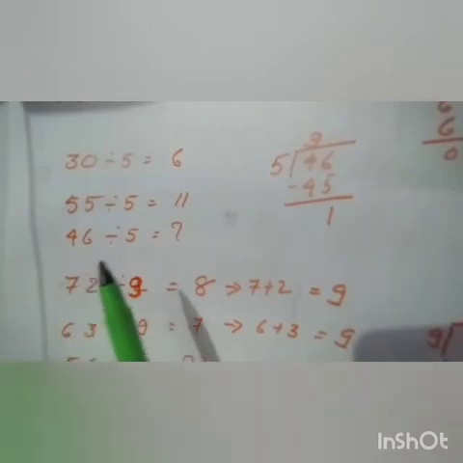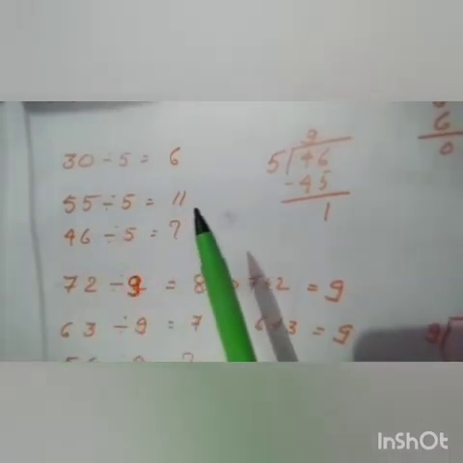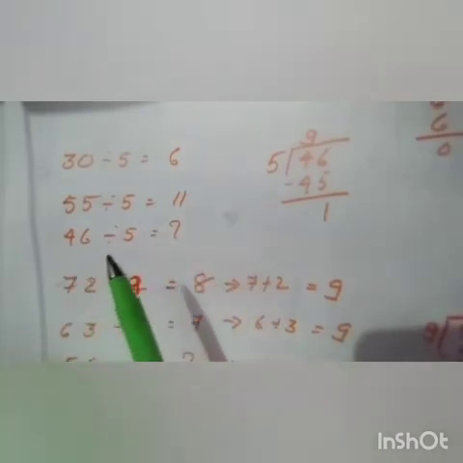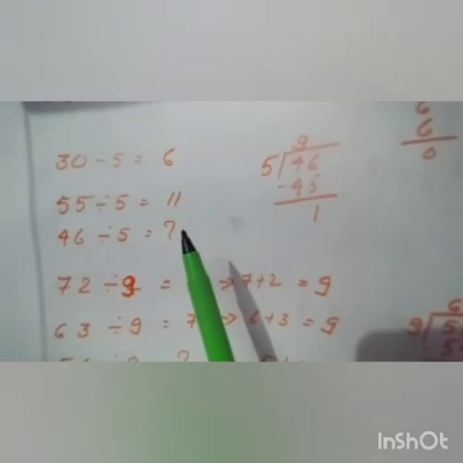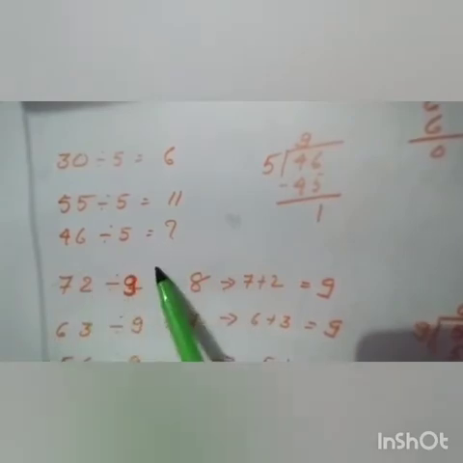Yes, one example. 30 divided by 5 equal to 6. 55 divided by 5 equal to 11. But 46 divided by 5? Then you know the table. 9 5s are 45. 10 5s are 50. 46 is not in the table.